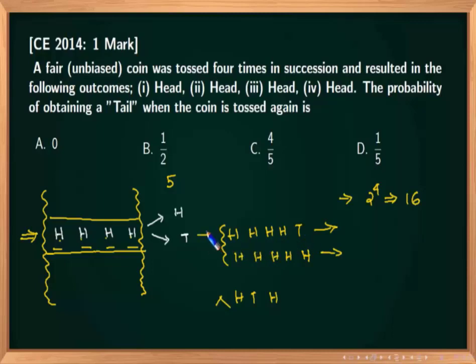Now, since it is a fair coin, these 2 things are equally likely. This particular outcome and this particular outcome will have the same probability. And since the total probability is 1 and these 2 things are equally likely, this particular sequence has a probability of 1 by 2, and this particular sequence has a probability of 1 by 2, which means that the probability of getting a tail is 1 by 2, or the probability of getting a head is 1 by 2 in the fifth toss.